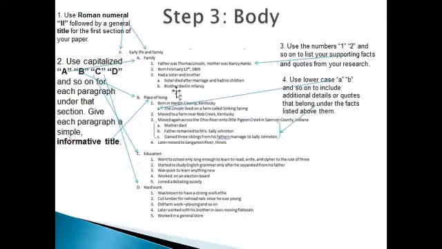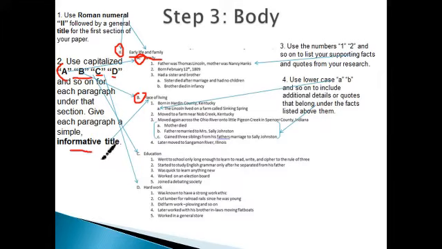Now that you have your intro paragraph, for your body paragraph, as noted before, you'll write Roman numeral 2, followed by a general title for the first section of your body of the paper. Directly under this general title is where you will list the paragraphs you plan to discuss in that section of your paper. You will use capital A, B, C, D, and so on for each paragraph you plan to write under that section of your paper. Remember, don't forget to give each paragraph an informative title.